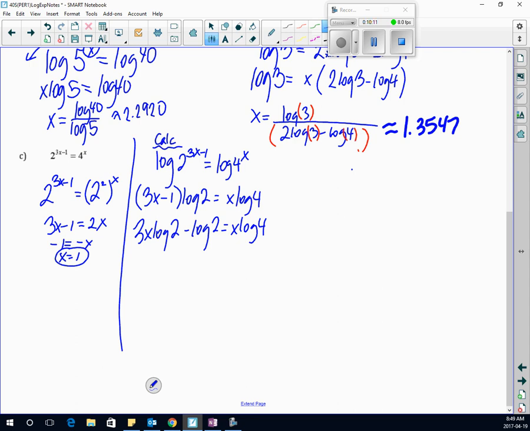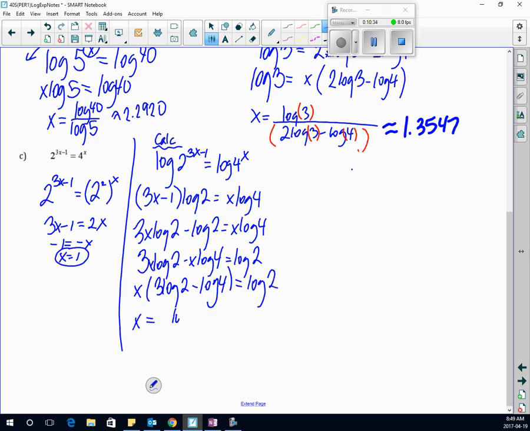So I'm going to move these two around. So 3x log 2 minus x log 4 equals log 2. Again, factor out the x. Do you see this is way longer than what I just did? Yes? Log of 2 divided by 3 log 2 minus log 4. And we get 1 out of all that.